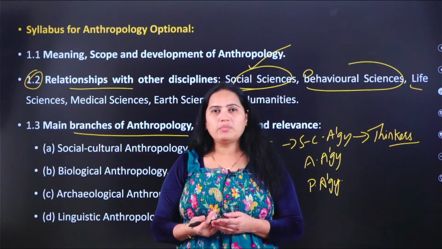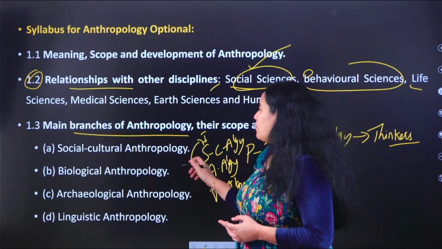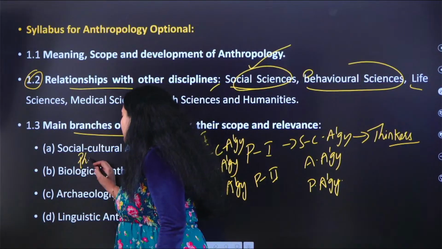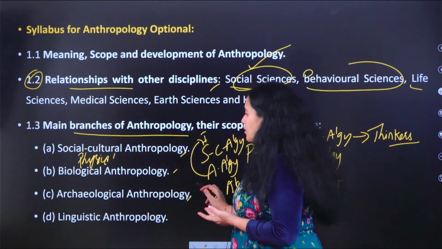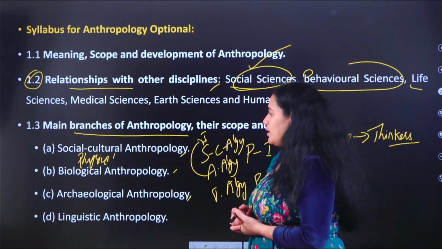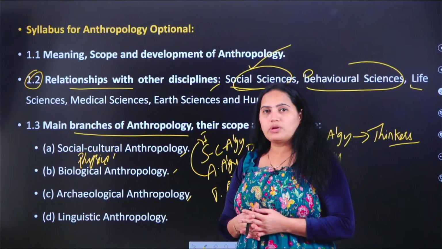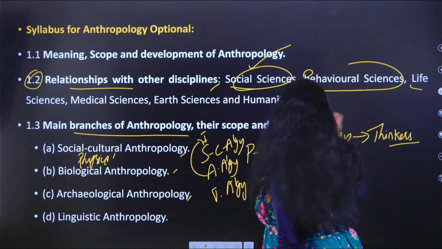And then 1.3 talks about the main branches of anthropology. So what are those main branches? They are socio-cultural anthropology, biological anthropology, or what we call physical anthropology. And then we see archaeological anthropology, and finally linguistic anthropology. Why is linguistic anthropology important? Because language is very unique to human beings.